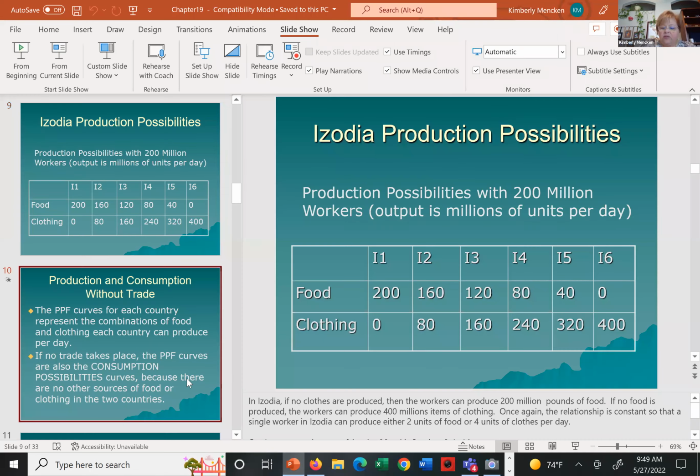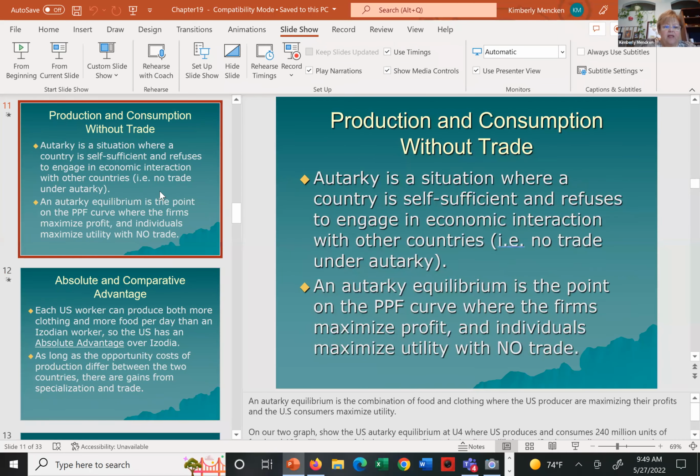We are going to start with the assumption that both our countries are in what's known as autarky. Autarky is where we are completely self-sufficient, and the country either cannot or will not engage other countries in trade. So there's no trade under autarky.